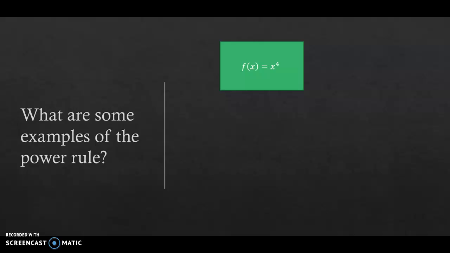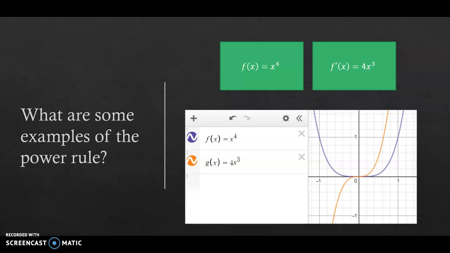So f of x equals x to the fourth. f prime equals 4x cubed. What do you notice? What do you wonder about the relationship between those two functions? I want to really emphasize that graphically, x to the fourth is a function that begins with a downhill slope, and the slope gets less steep and then flattens out, and then x to the fourth has an uphill slope.